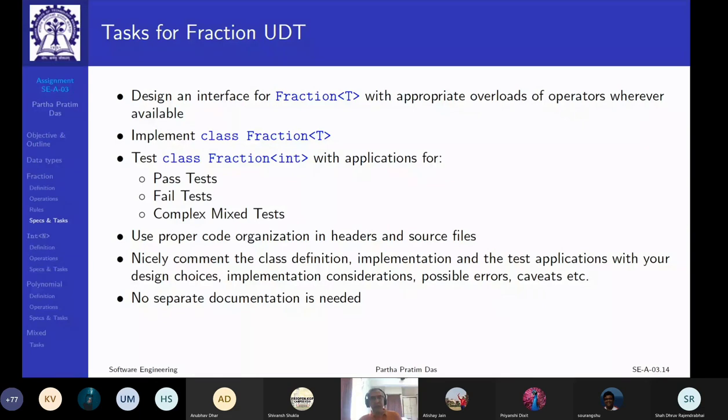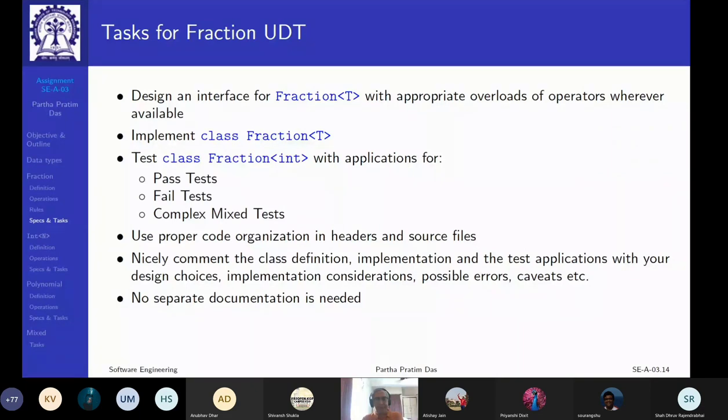These are what we will call unit tests, because each test is intended towards testing one particular interface, one particular operation that you have defined and implemented for the fraction unit.